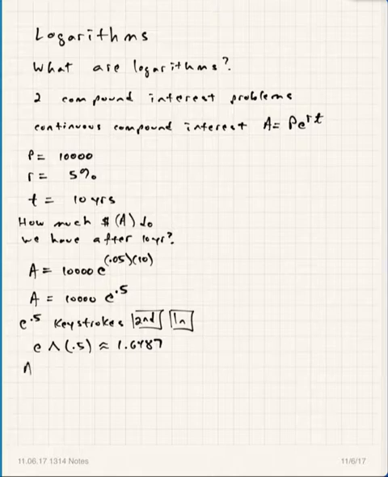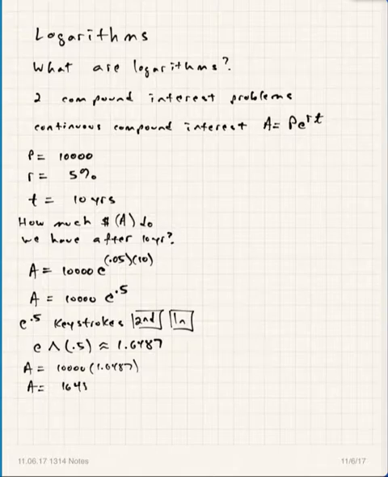And so we'd have A equals 10,000 times 1.6487. And so you get about $16,487. Right, this is just rounded. 21 cents. That would be an approximation there at the end. And so that's how much money we would have after 10 years.